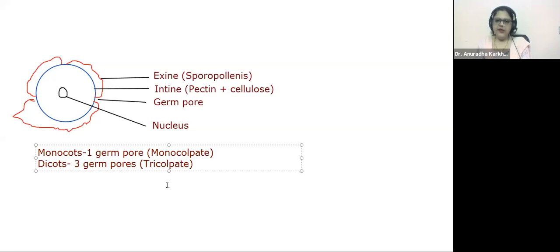Dicots, you want me to explain again? Yes. The diagram which I have drawn is of the dicot pollen, because it has 3 germ pores, 1, 2, and 3. So whenever there are 3 gaps in the pollen wall, it is generally the pollen grain of dicot plants. And if there is a single germ pore opening, it is generally of monocot plants. Monocot means having 1 cotyledon. Dicot means having 2 cotyledons.